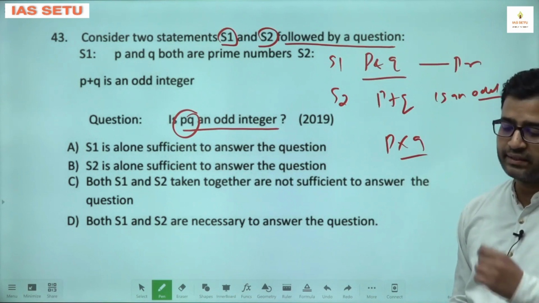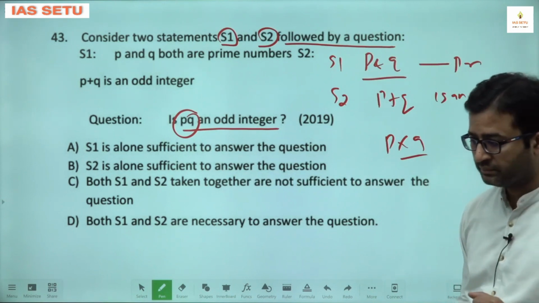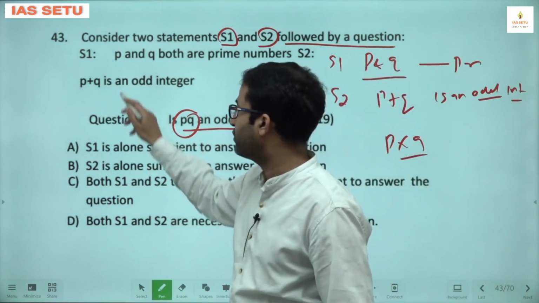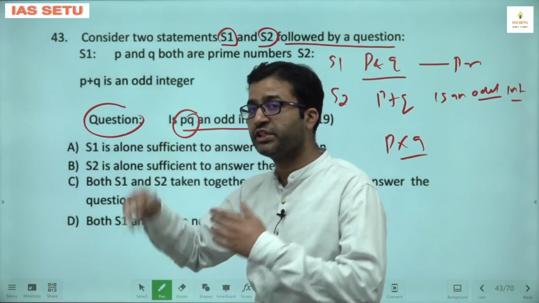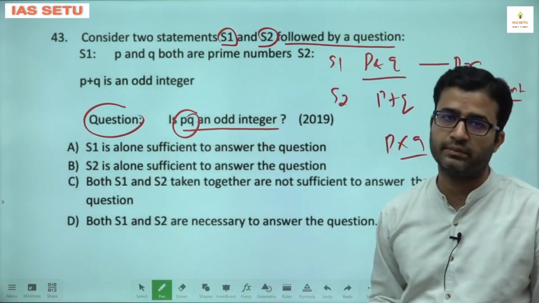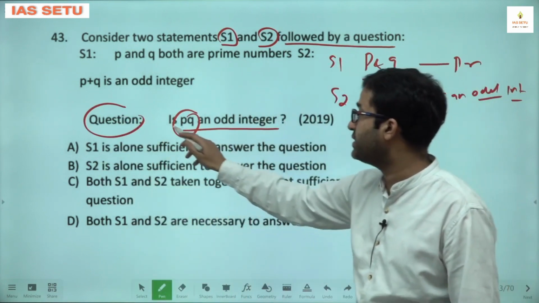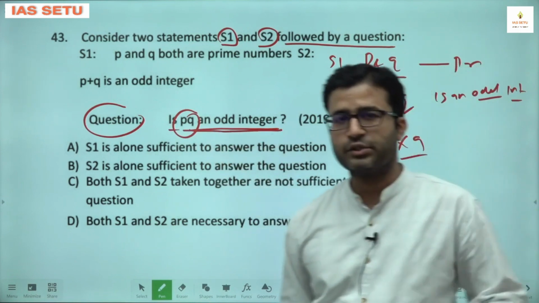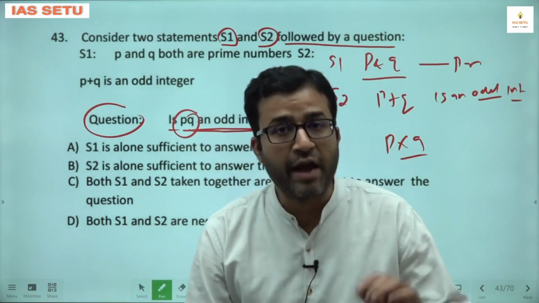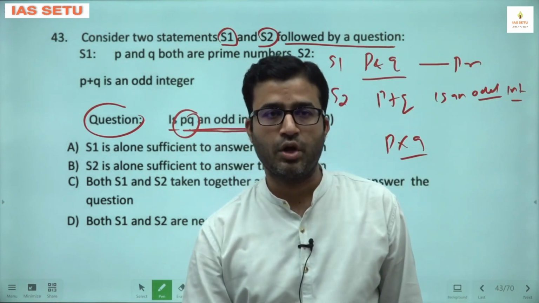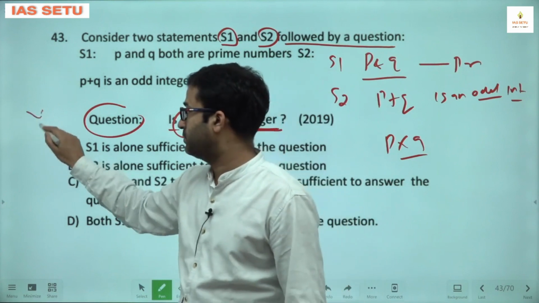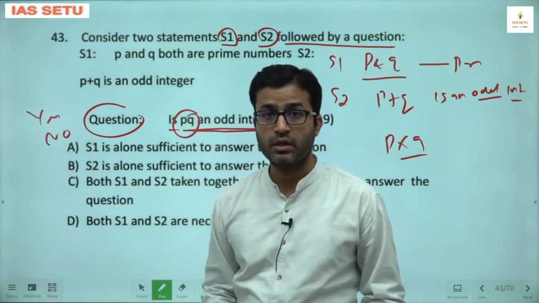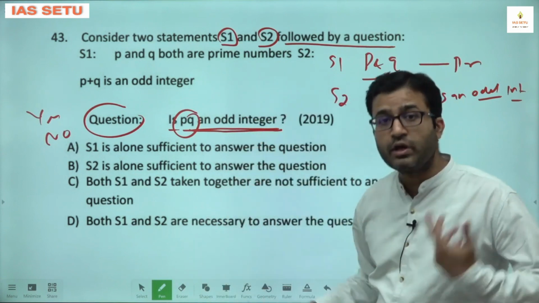There is a catch in this question. In this type of question, where the statements are given and there is a question within the question. What is the question within the question? Is p into q an odd integer? I ask you, have you done your breakfast? For example, your answer is yes. I got the answer. If you say no, I got the answer. Here, if you say no, then also I'm getting your answer.